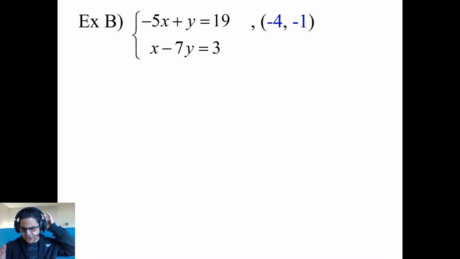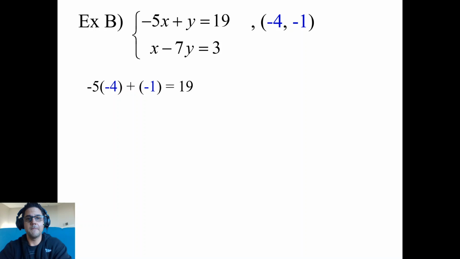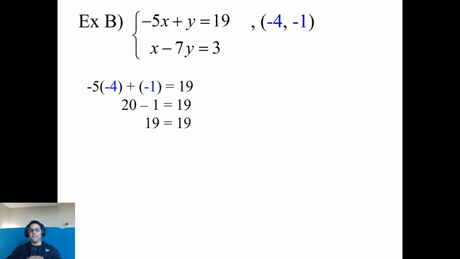Example B, same strategy. Look at your ordered pair given to you. The -4 is the x, and the y is -1. So on my first line, I would write it as -5 multiplied by -4 and plus -1, because again, it's just plus y. So I do my 6th grade, 7th grade math. -5 times -4 is 20. And instead of plus -1, I can just really write subtract 1. That checks out.